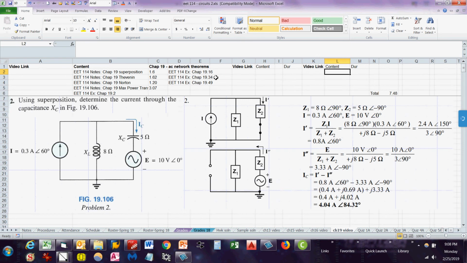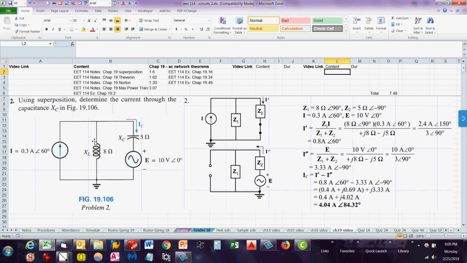AET 114, Chapter 19, Example 2. Using superposition, determine the current through the capacitance X sub C. Now that's our capacitive reactance. Now in Figure 19.106, which is this figure here.